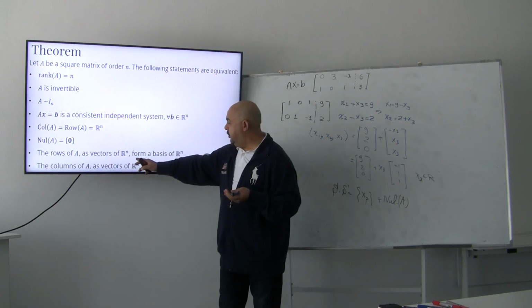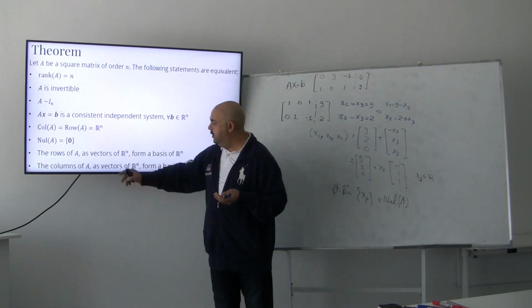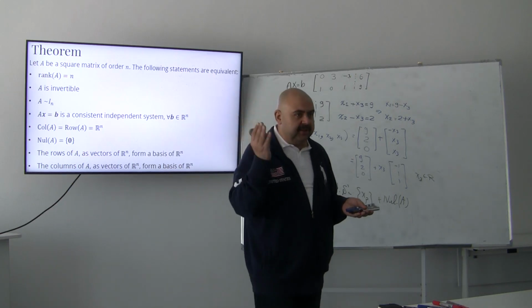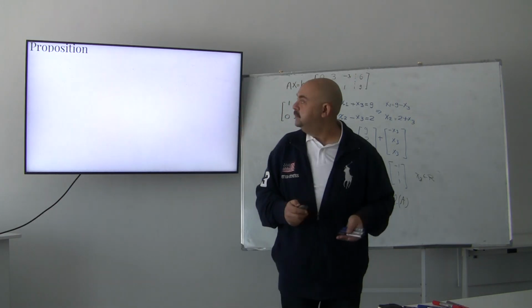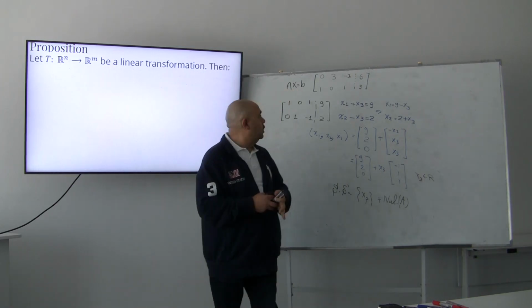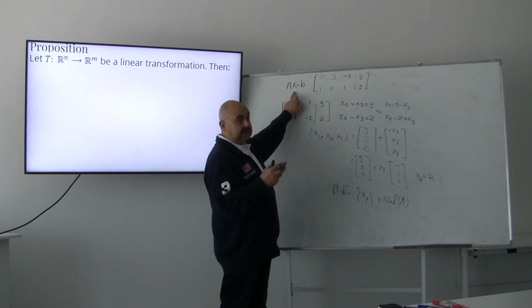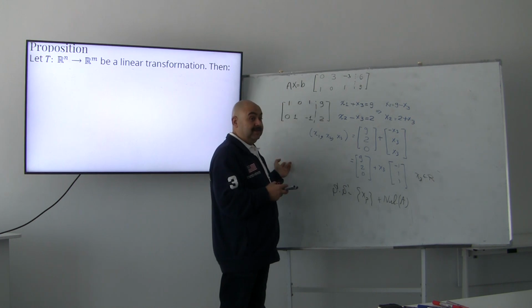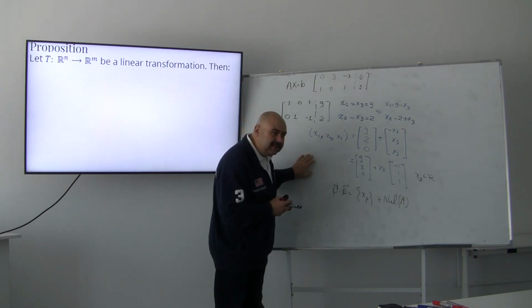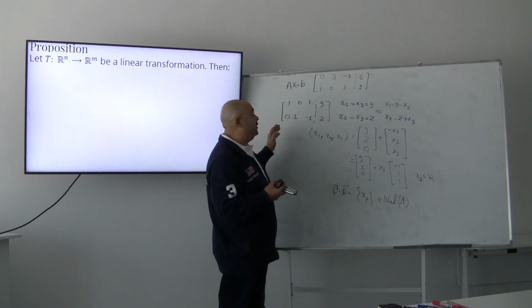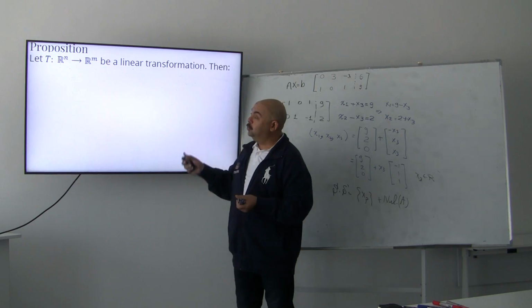The rows of A, vectors of Rn, form a basis of Rn, and the columns of A also form a basis of Rn, because simply you will have n equations in n unknowns, which makes sense. The last thing is we can look at A times X as a linear transformation, because we already know that linear transformations are simply A, the reduced matrix, times X, the vector that you are going to transform. And this is mainly how you move from R2 to R3.